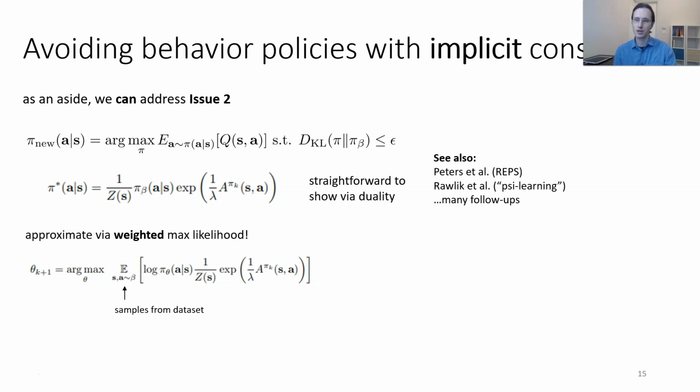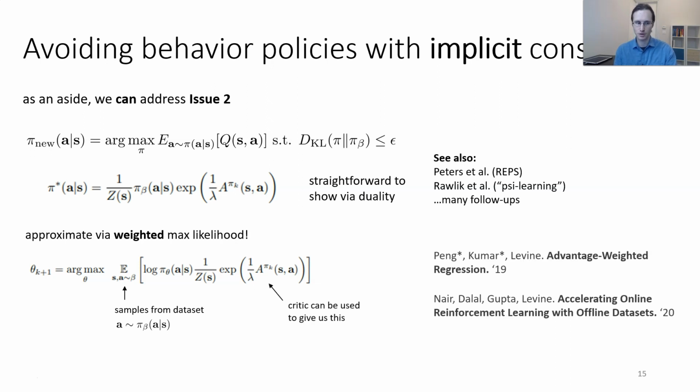So essentially the pi beta term, it looks like it just disappeared, but it hasn't disappeared. It's actually inside the expectation. But importantly, this means that you can estimate this expectation using only samples from pi beta without actually knowing what pi beta is, which means that you can avoid estimating pi beta explicitly. And then you can use the critic to get the advantage values.